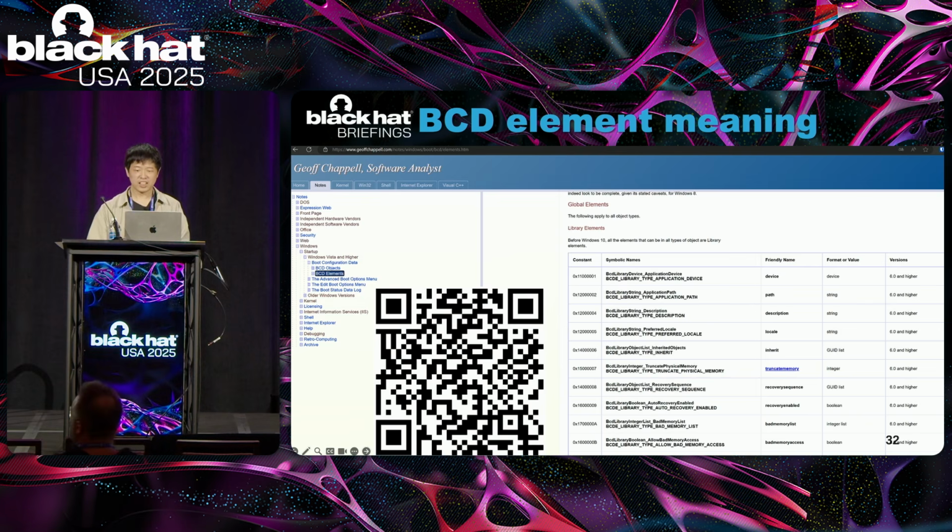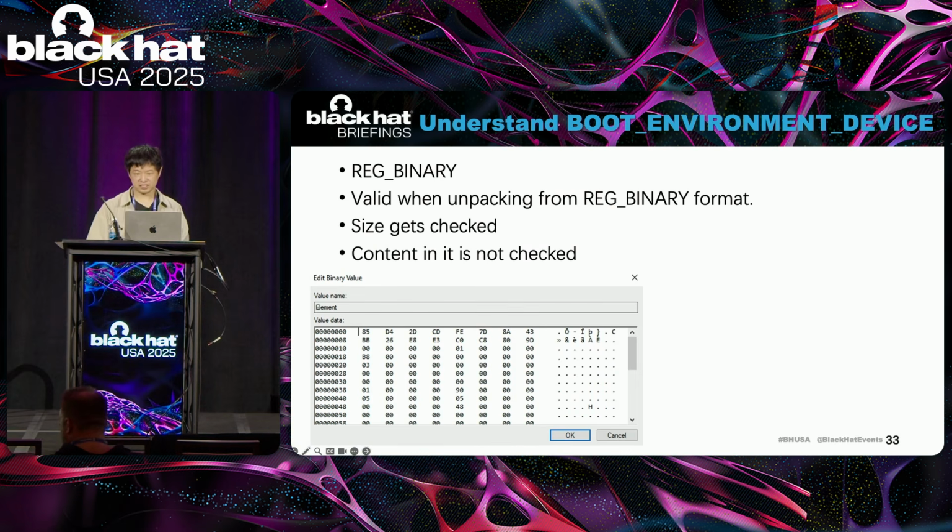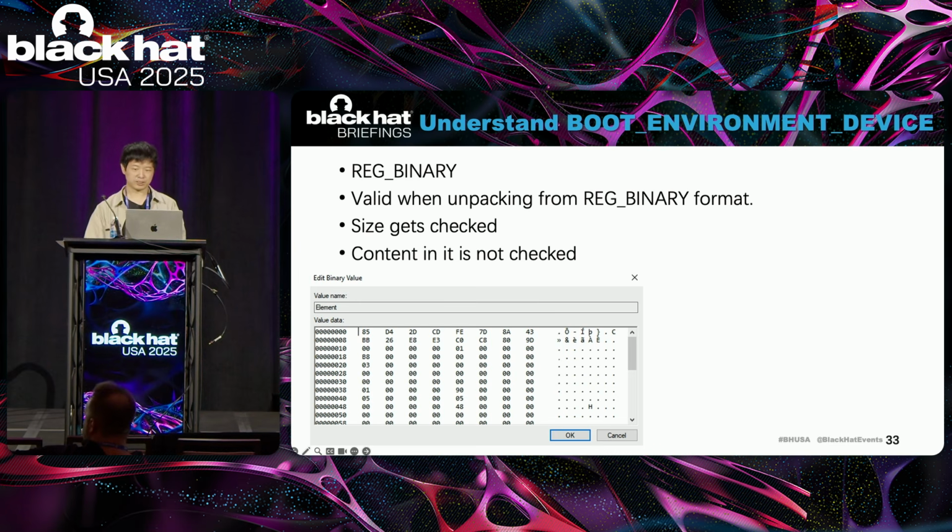During my research, I found that the BCD element pages on this website are really helpful. You won't want to miss this material if you truly want to dive deep into researching BCD element processing code in the bootloader. In the bootloader, there's a key structure called boot environment device, which reflects the inner binary data of the BCD registry element. Through reverse engineering, we see that the binary format data is checked during unpacking, but it seems like the content of the binary is not thoroughly checked.